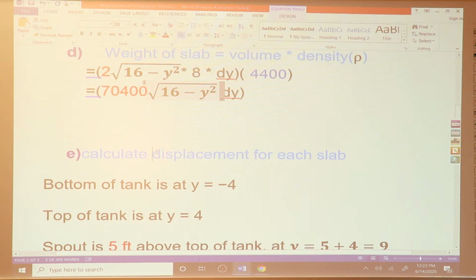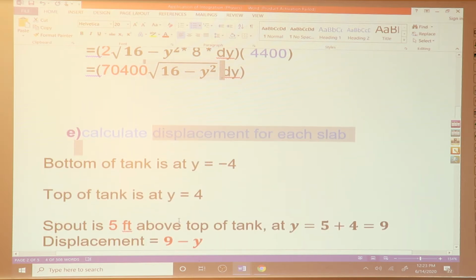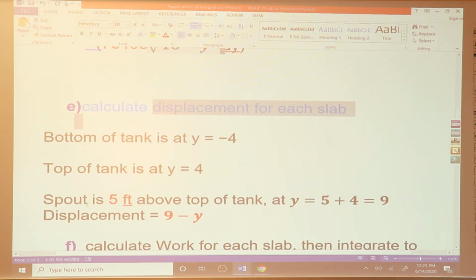Now, calculate the displacement of each slab. Displacement, that's what I explained there. Here, let us go a little bit back. The bottom of the tank is at y = -4, the top of the tank at y = 4, and the spout is 5 feet above the top of the tank. Then the spout is at y equal 5 plus 4, 9. We have 5 above and 4 below, total 9. The displacement is always 9 minus y, which is what I explained for you here.